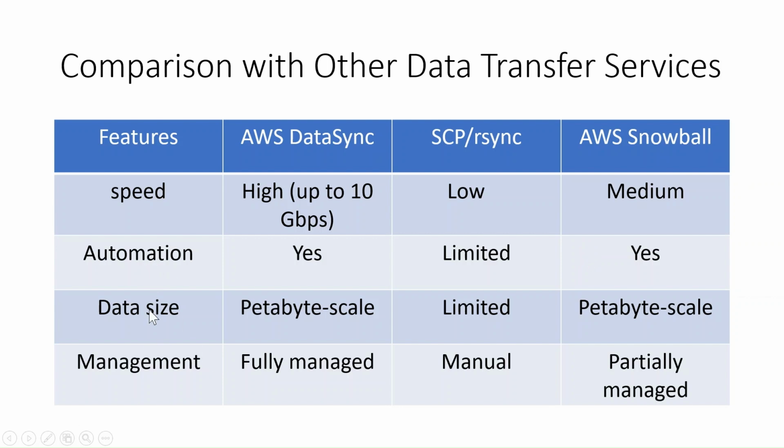And lastly, AWS DataSync is a fully managed service to transfer data. But SCP or rsync contains a manual management system to transfer data. And AWS Snowball also contains a partially managed system to transfer data.